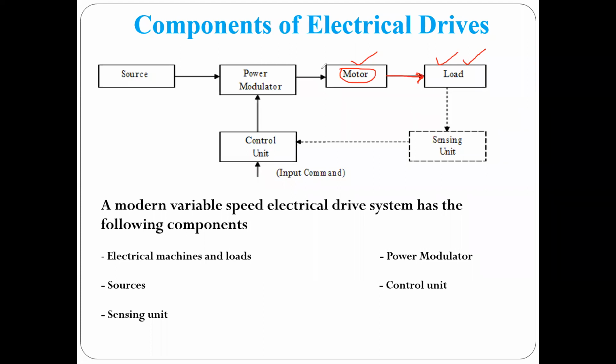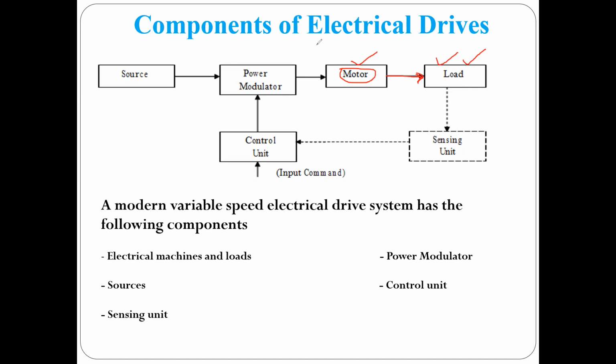Okay. And varying the resistance. Okay. Varying the flux. So what we can say is: armature voltage control technique, field flux control technique, and armature resistance control method. These are the general methods, right? Yes, sir.